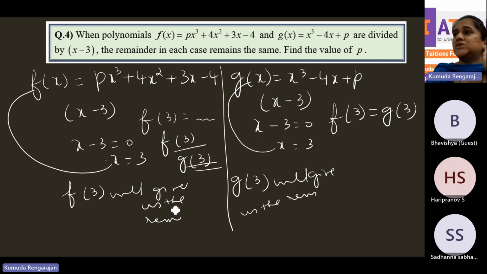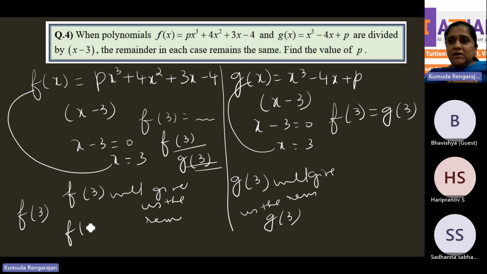So I'm constructing the equation first. f of 3 is the remainder in the first case. g of 3 is the remainder in the second case. Now it's given that the remainder is the same in both the cases. So that means f of 3 is equal to g of 3.